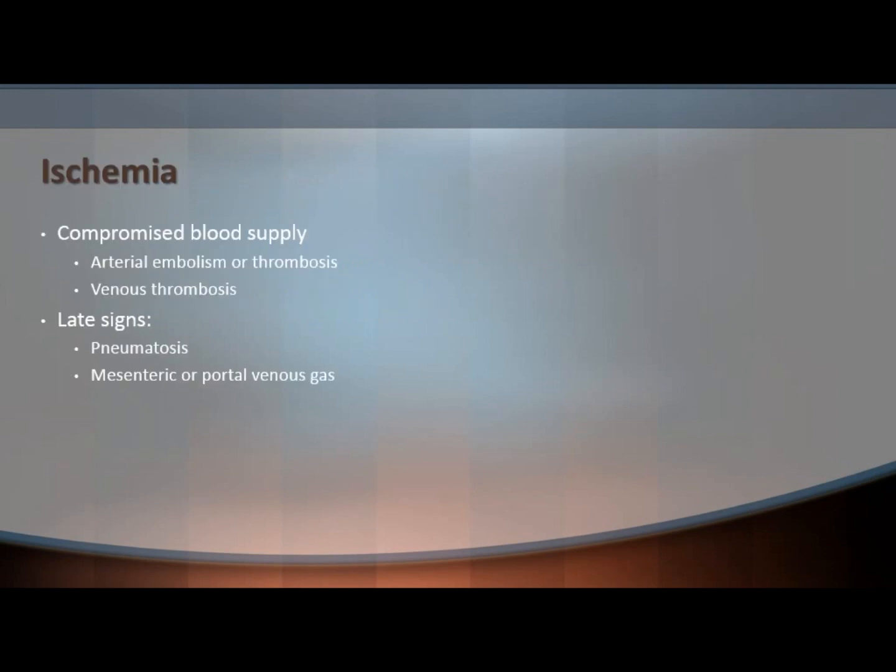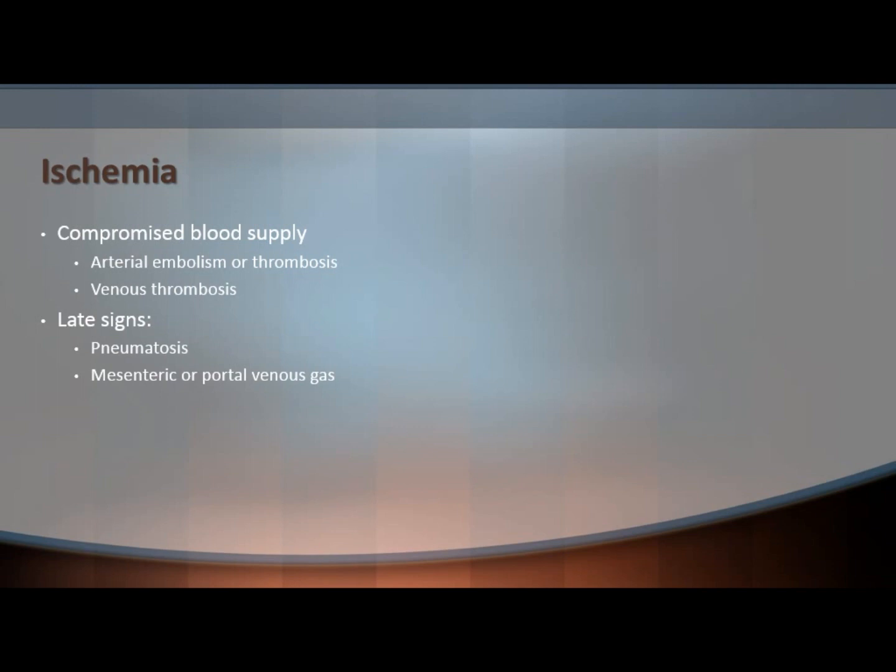Next, please. Ischemia. Anywhere in the bowel, whenever you have compromised blood supply, it may be due to arterial or venous causes. The arterial one is either due to embolism or thrombus, and also venous thrombosis.